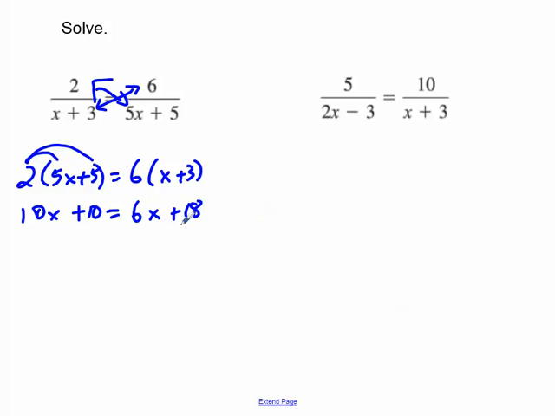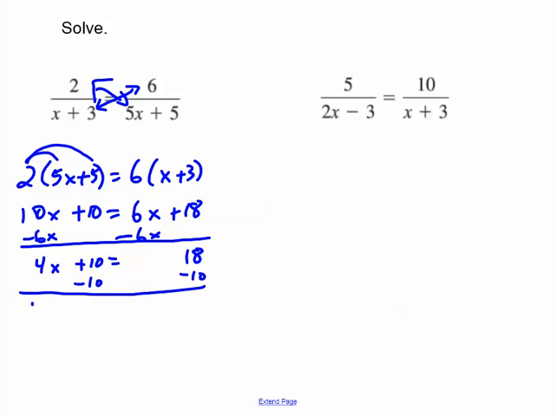And now I'm just going to do the middle school dance. Move the numbers to one side, variables to the other. Subtract 6x. Keep things in columns. It always helps, number 1, to double check your work, and number 2, somebody else can double check your work as well. Subtract 10. On the left side, I've got 4x equals 8. Divide by 4, because I don't want to know what 4x is. I want to know what 1x is. 4 divided by 4 is 1x equals 8 divided by 4, 2.